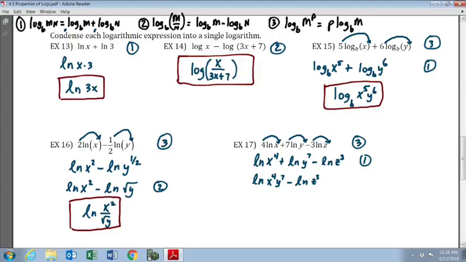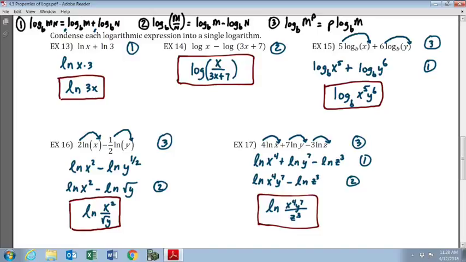And now I have a subtraction of 2 logs, so I can use the quotient rule. And so we're going to get natural log of x to the 4th times y to the 7th over z cubed. So I want to point something out to you here.